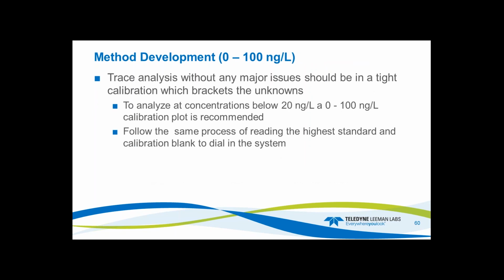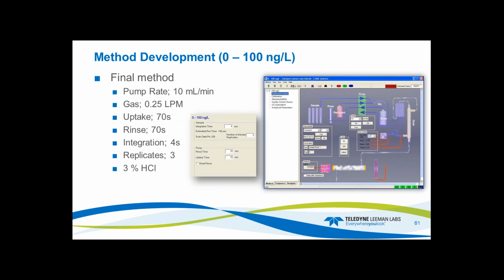So let's go into 0 to 100 nanograms per liter. This is more the trace mode. When doing trace mode, you should have a tight calibration which brackets the unknown. To analyze concentrations below 20 nanograms per liter, I do recommend the calibration of 0 to 100 nanograms per liter. It's highly recommended. So follow the same process that we did in the previous one of 0 to 1,000 to dial in the system.